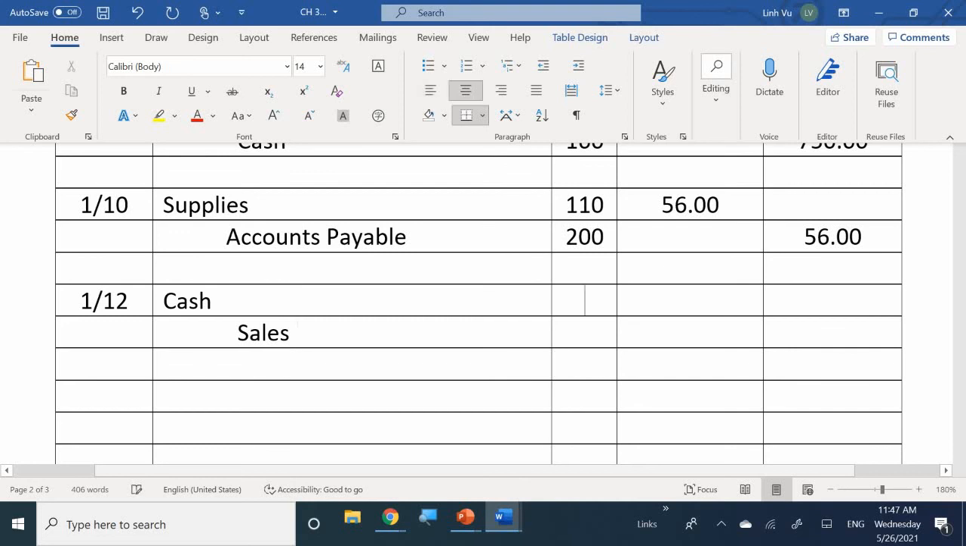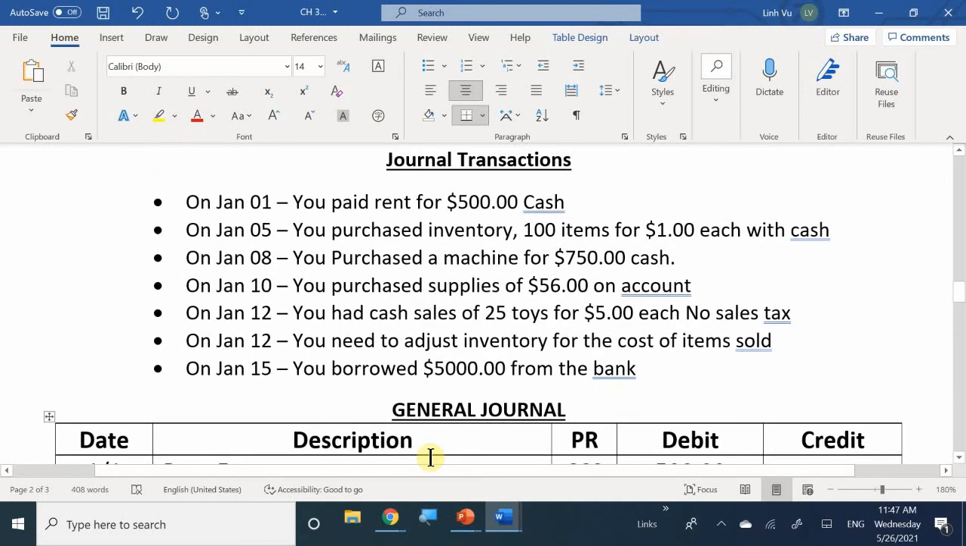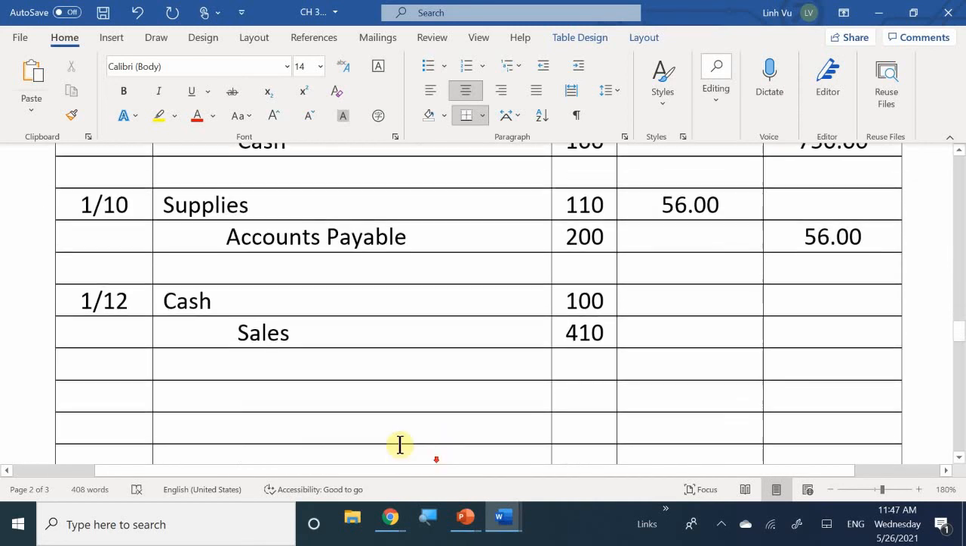All right. So I believe that was 100 and the sales account was 410. Yes. All right. Now let's determine how much cash we actually received. If I sold 25 toys at $5 each, how much cash did I actually receive? 125. All right. 120, oops, 125. Right? 25 times 5 is 125. All right.